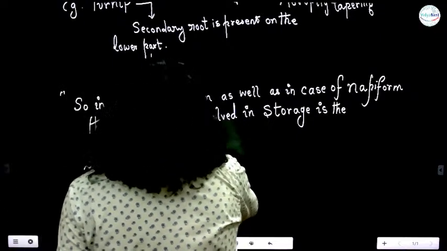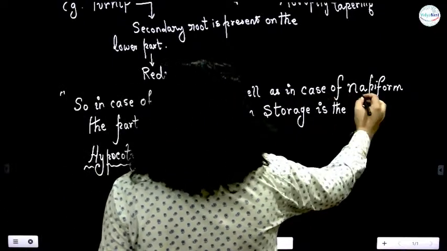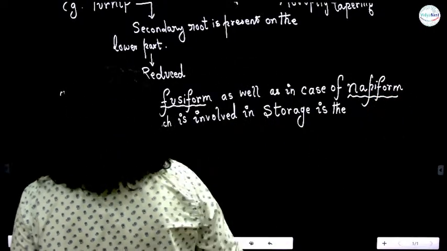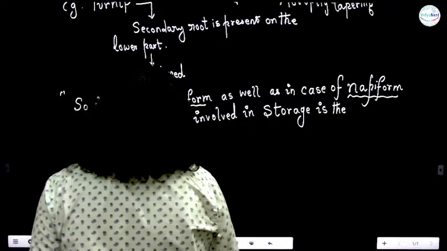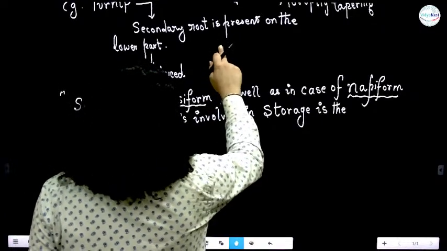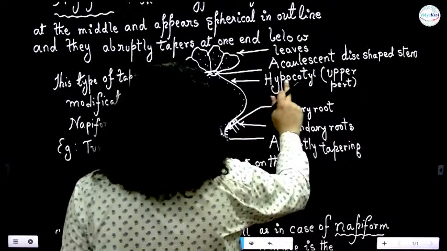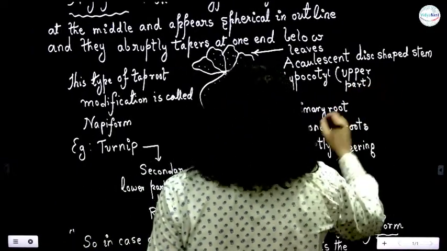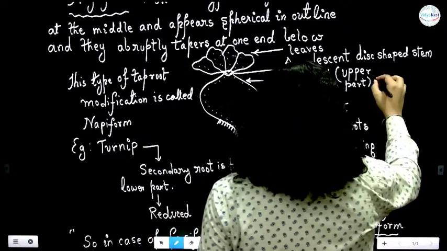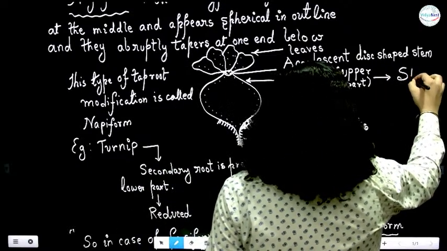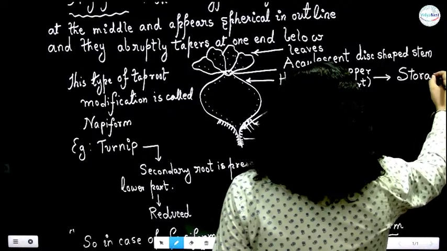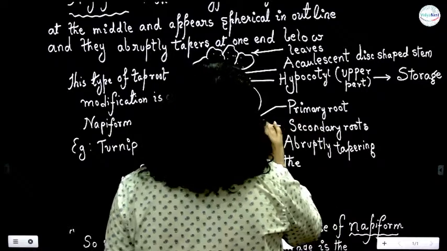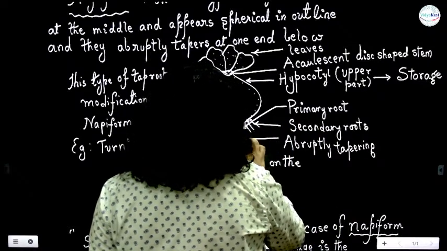So in case of fusiform as well as in case of napiform, the part which is involved in storage is the hypocotyl. Why I'm saying all these things, they are important because this region is hypocotyl. It is mainly responsible for storage, and this part is not involved in storage. It gives rise to the secondary roots. This is the primary root.